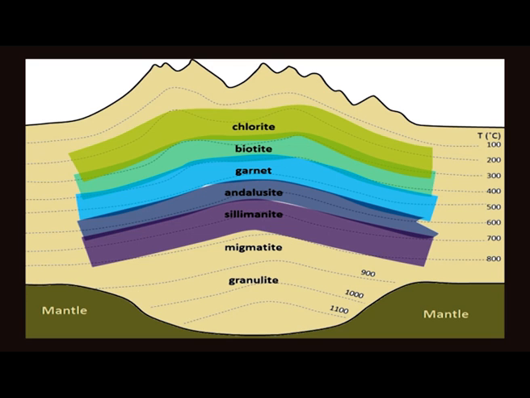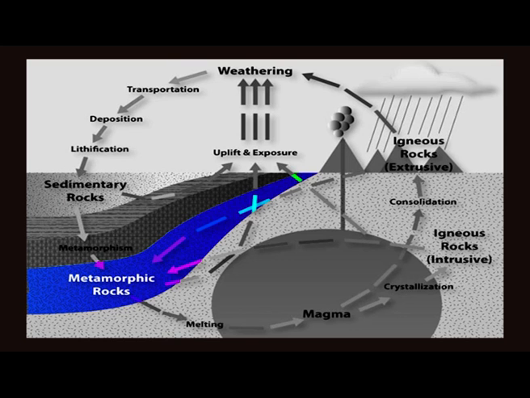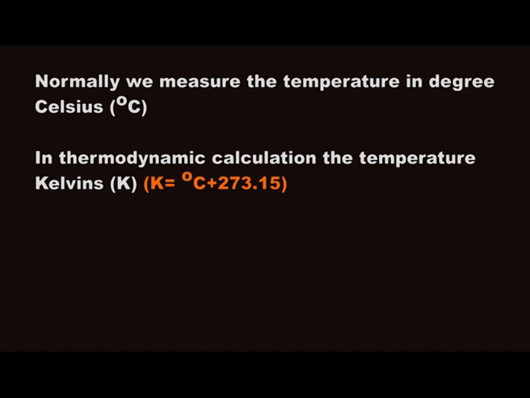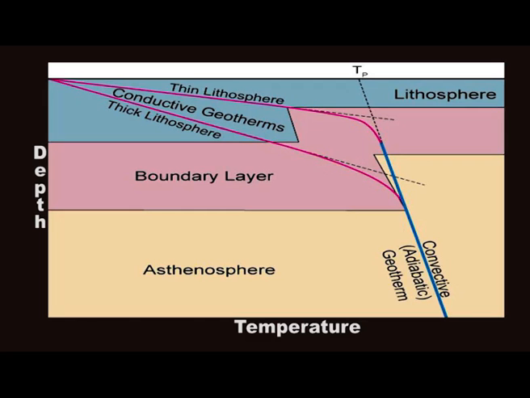Temperature plays a very important role during the process of metamorphism. Changes in temperature are probably the most common cause of metamorphism. Normally, we measure temperature in degrees Celsius, and in thermodynamic calculations, the temperature in Kelvin, K, equals 0 degrees centigrade plus 273.15. The temperature increases with depth, and the rate of increase of temperature with depth is called the geothermal gradient.